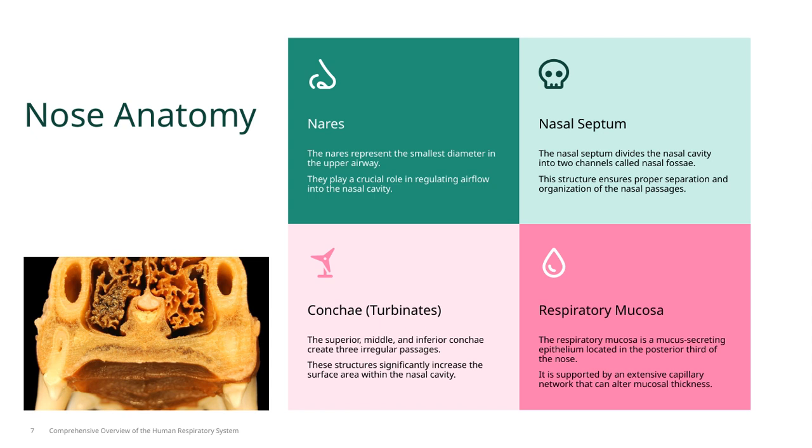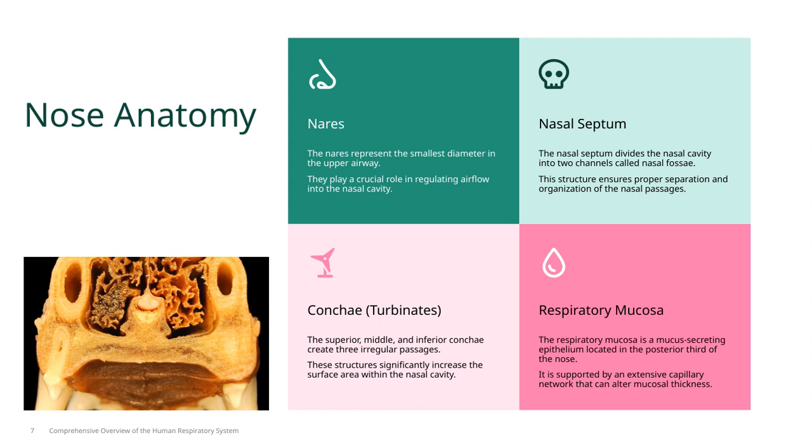Now, focusing on nose anatomy, one key component is the respiratory mucosa. This is a mucus-secreting epithelium located in the posterior third of the nose. It's supported by an extensive network of capillaries, which can change the thickness of the mucosa. This flexibility helps in regulating temperature and humidity of the inhaled air, adapting to different environmental conditions.